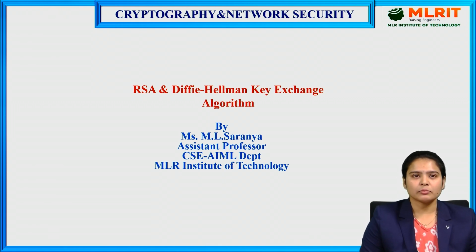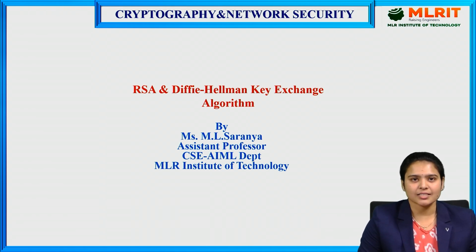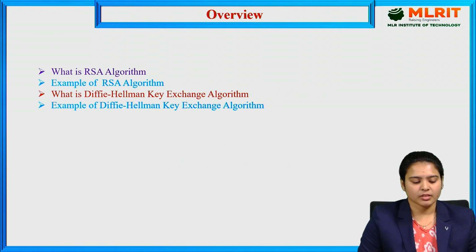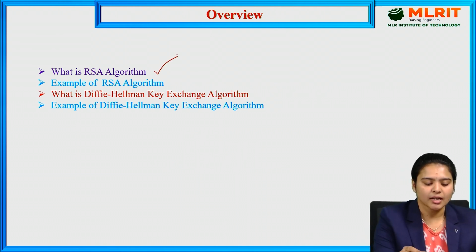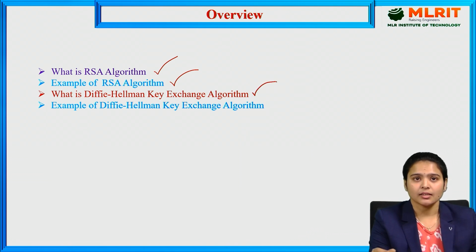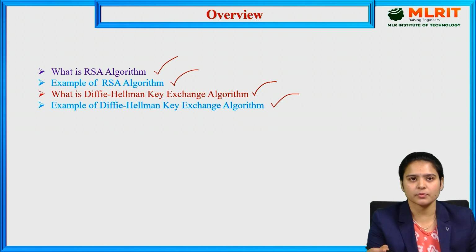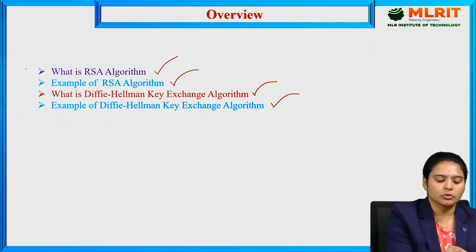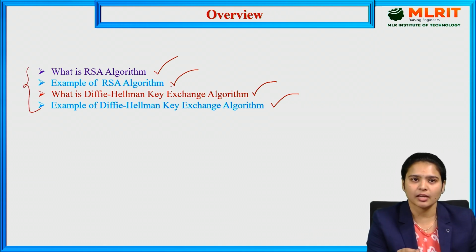Today I am going to discuss the topic of RSA and Diffie-Hellman key exchange algorithms. These are the two algorithms which we are going to define, and we need to solve the problem part also. Firstly, what is meant by the RSA algorithm and an example of RSA? Then, what is the Diffie-Hellman key exchange algorithm and an example of it? In this video, I am going to discuss these four topics: RSA, example of RSA, Diffie-Hellman and example of Diffie-Hellman key exchange algorithm.